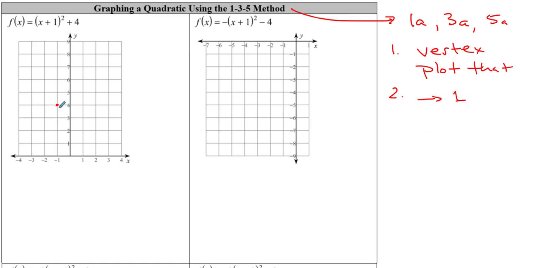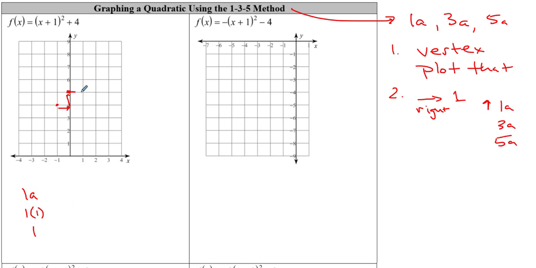Okay. So we're going to go to the right by 1, and then we're going to find our 1A value. So we're going to take 1 times our A value, which is right here. This is a 1. So we're going to do 1 times 1, and that is going to give me a 1. So that means I will go up 1 unit, and this is my next point. Okay? So it's always to the right 1, and then up 1A, 3A, and then 5A.